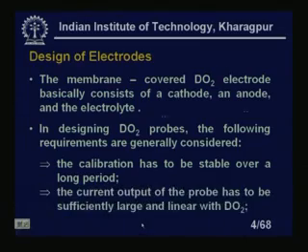So, calibration has to be stable over a long period, number 1. The current output of the probe has to be sufficiently large and linear with DO2. DO2 means dissolved oxygen concentration or partial pressure of oxygen, whichever way you say. It should be linear, that is most important. Otherwise, if it is non-linear, it is very difficult to calibrate. Linearity is the basic desirable characteristic of any instrumentation system or sensor, so we will consider this.